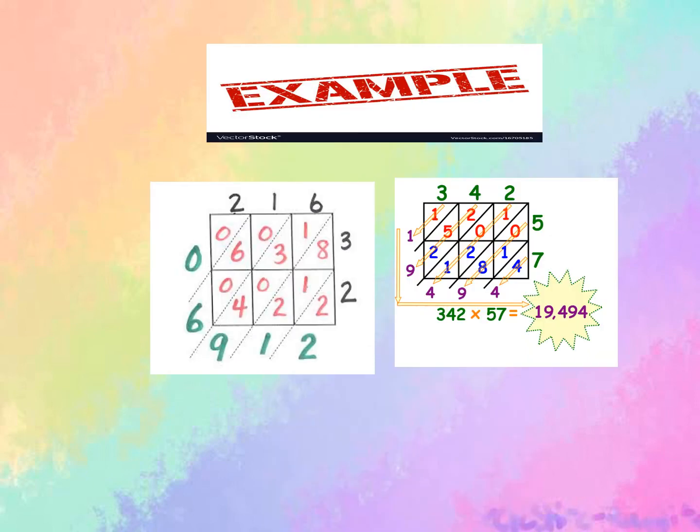Dear, in this slide, see, 2 examples are given. First one is 216 multiplied by 32, and the second one is 342 multiplied by 57. These examples are also done using the lattice method. Please go through them, and related to this topic, I am uploading some questions as a worksheet on our school website. So you also go to your school website and do it.